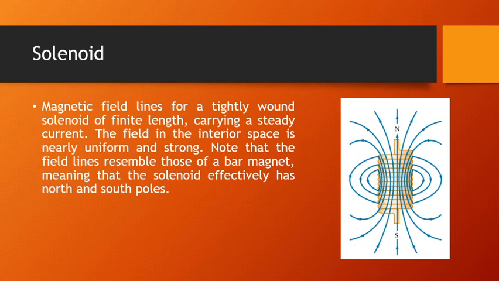Magnetic field lines for a tightly wound solenoid of finite length carrying a steady current. The field in the interior space is nearly uniform and strong. Note that the field lines resemble those of a bar magnet, meaning that the solenoid effectively has north and south poles.